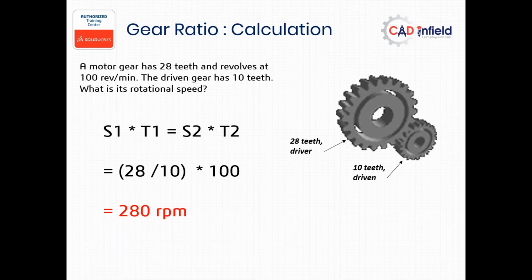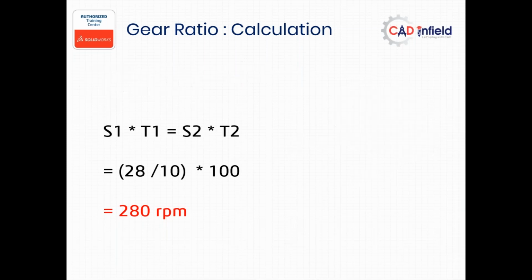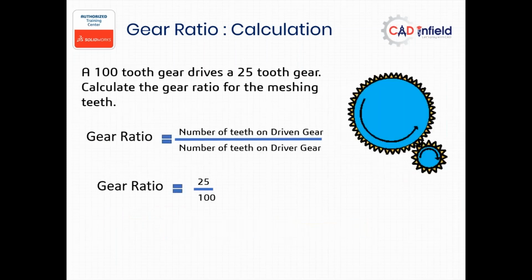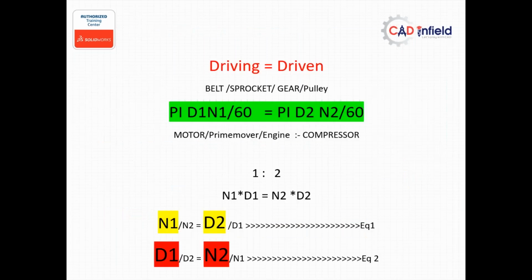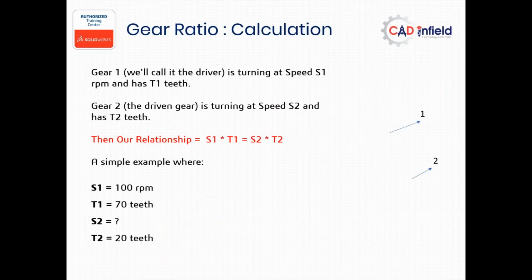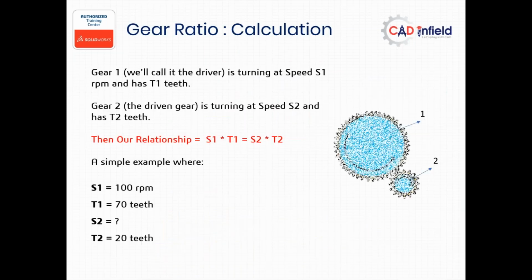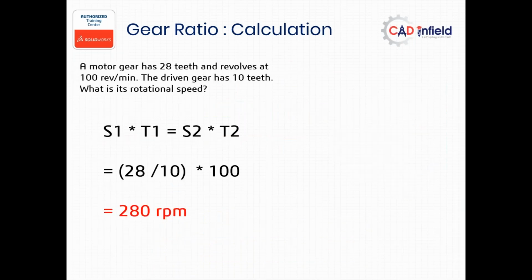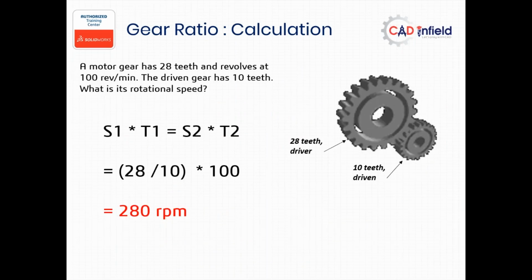So very simple. If you remember, driven is equal to drive, that will be the best way. Initially I told you about N1 and pi D1 divided by 60, which is the combination of velocity ratio, and second, the directly proportional ratio. Either of these problems is 100% going to come in your interview, and this is really important for you people.